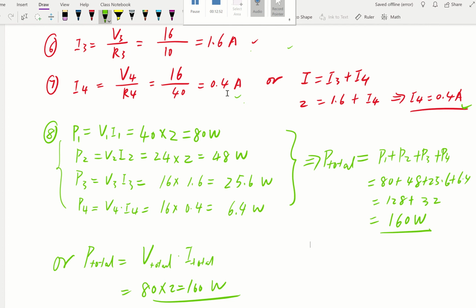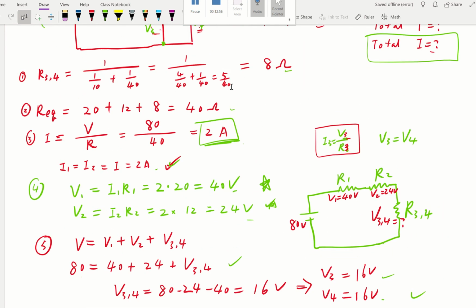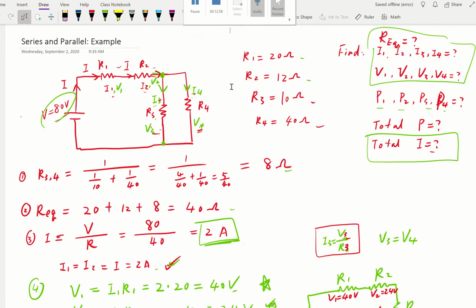So that's for this problem. And hopefully through this problem, you have a clear understanding of how to solve the problem for both series and parallel.